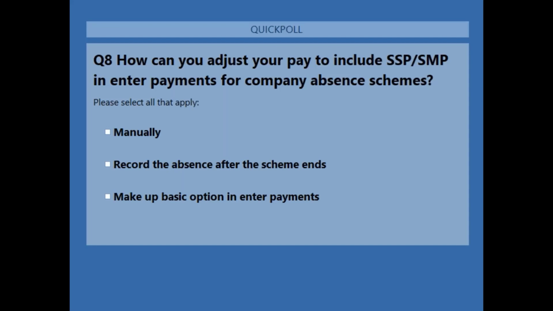So the question is, how can you adjust your pay to include statutory payments such as SSP or SMP in enter payments for company absence schemes? Can you do it manually? Do you record the absence after the scheme ends? Or do you use the Makeup Basic option in enter payments? So remember, there is more than one correct answer in that list of 3. Could be all 3. We might be throwing a couple of curveballs there, who knows? But there is definitely more than one correct answer.